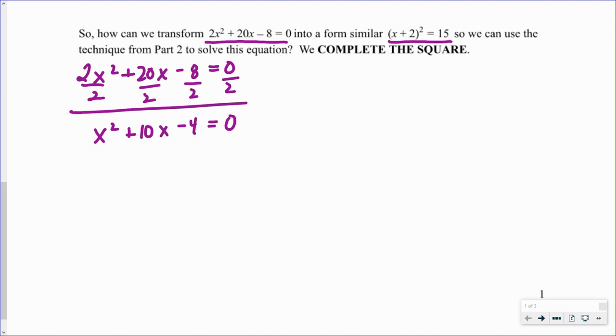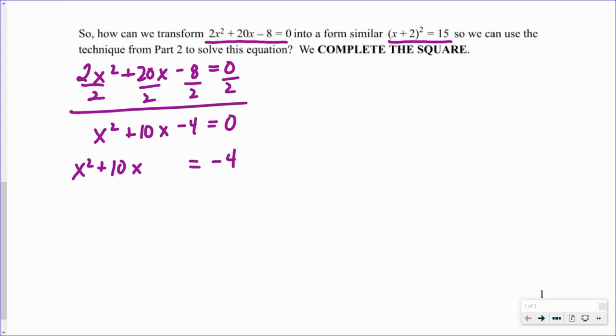The next thing that we're going to want to do is isolate any terms that contain variables. So we're going to get our variable terms on the left-hand side, and our constant term on the other side.